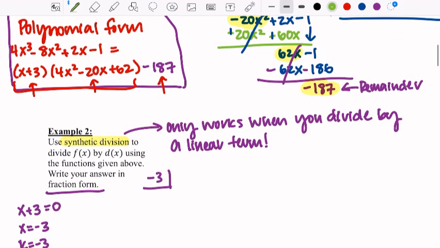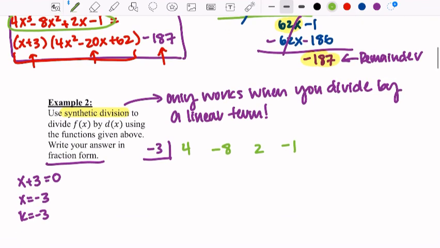So this is our dividend here. I'm going to list out those coefficients, and if I have a 0, I'm going to make sure that I put in my placeholder. So I have a 4 as my leading coefficient, negative 8 as my next coefficient, my 2 is my linear term, my negative 1 is my constant, okay? Again, if I had any missing places, I'd put in a 0.